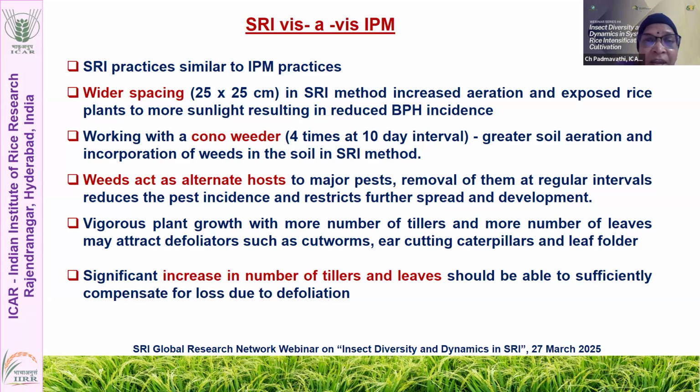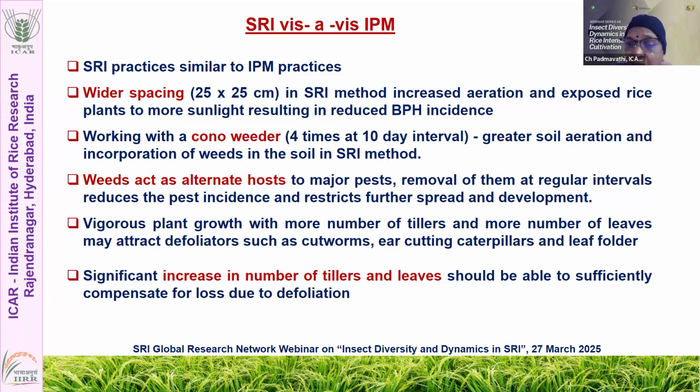And moreover, one apprehension we really had initially, when there were reports about more number of tillers, vigorous plant growth, particularly an increase in leaf size, leaf length and leaf width also, was that we thought there would be an increase in the pest population also. And most of them actually, they definitely attract the defoliators, but there is a significant increase in the number of tillers and leaves also, if you see in terms of percentage.